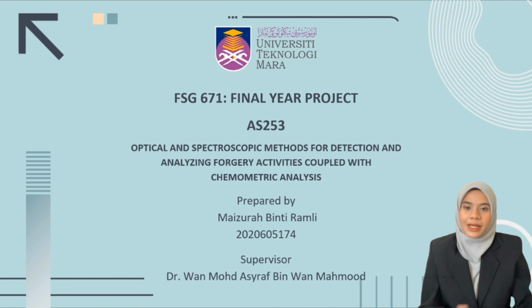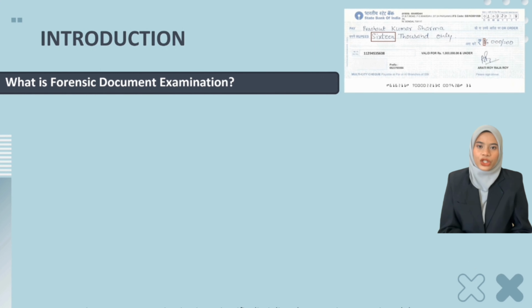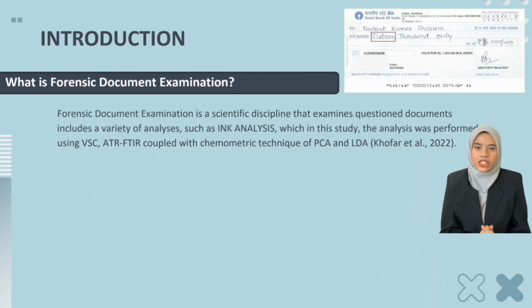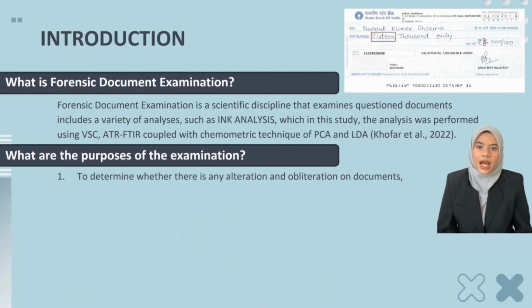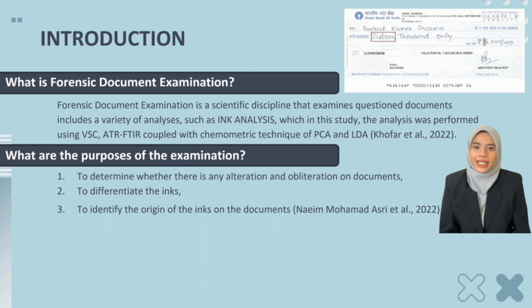In this video, I will present my final project titled Optical and Spectroscopic Method for Detection and Analyzing Forgery Activities coupled with Chemometric Analysis. What is forensic document examination? Forensic document examination is a scientific discipline that examines questioned documents and includes ink analysis, which in this study was performed using a video spectral comparator, FTIR coupled with chemometrics. This examination purposely, first, determines whether there is any alteration on documents, second, differentiates the inks, and lastly, identifies the origin of the ink on the documents.